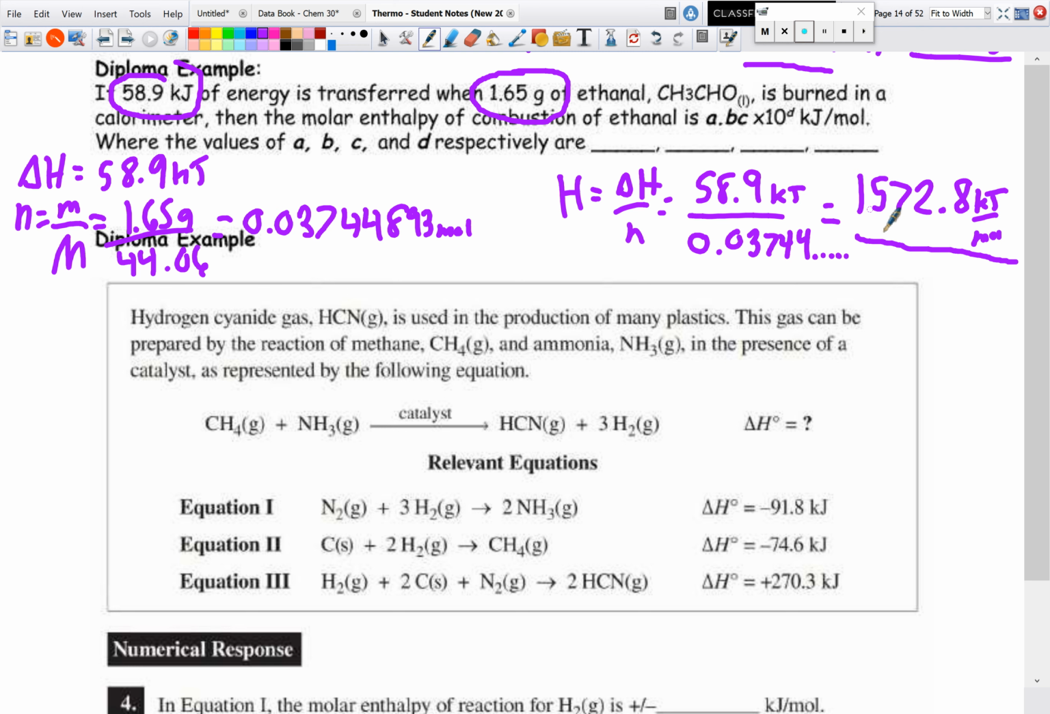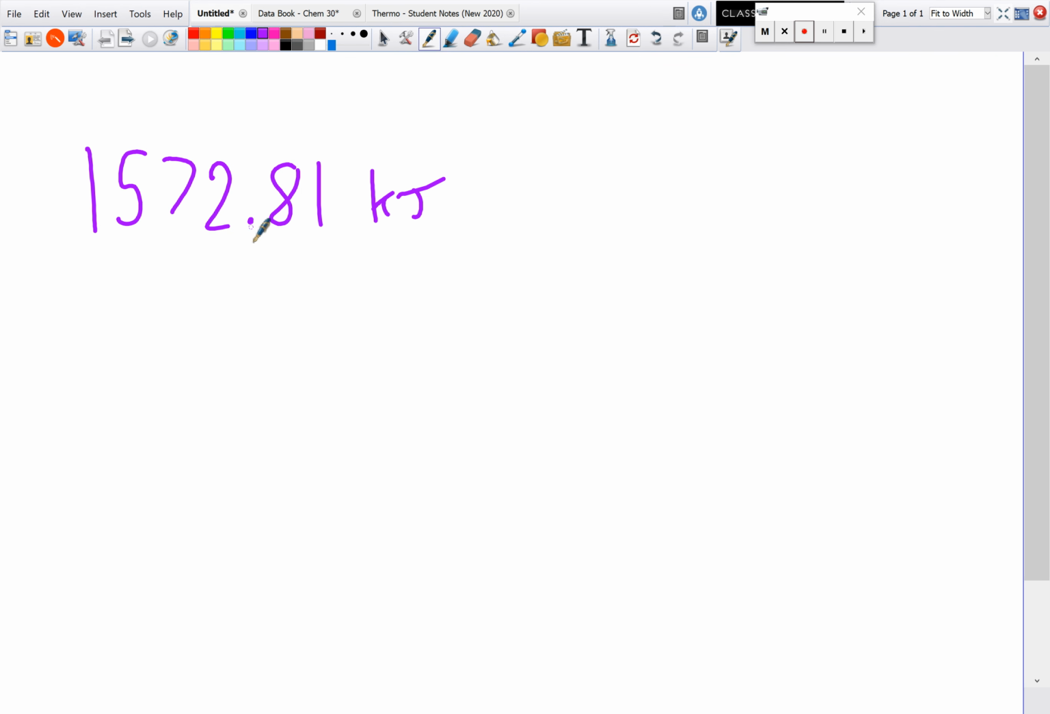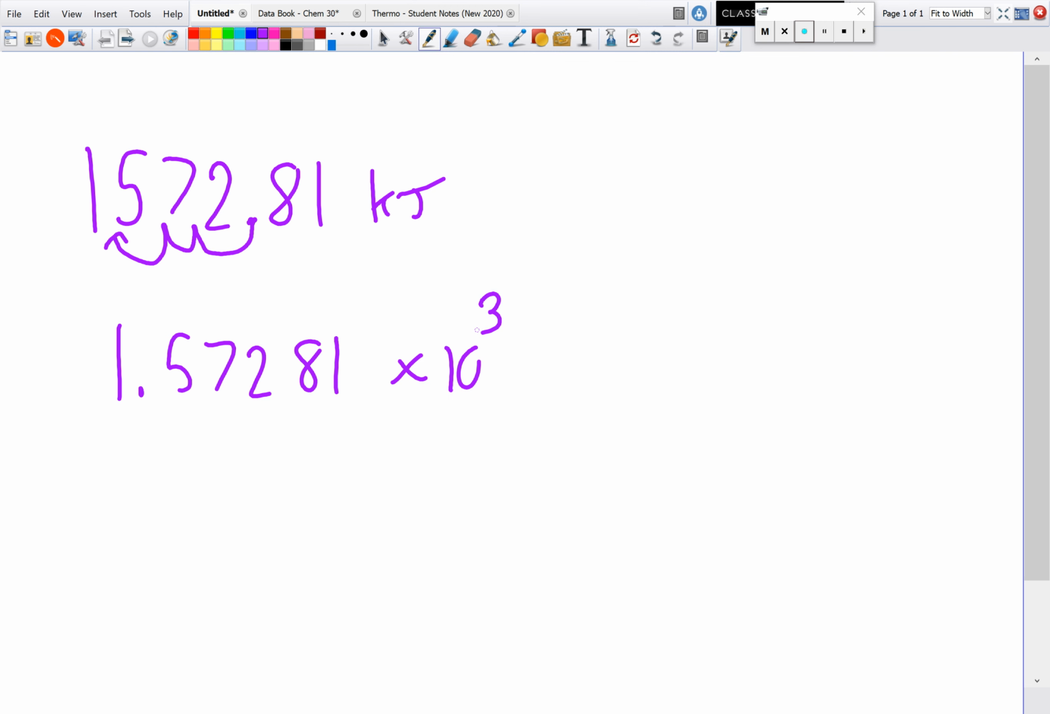Now, you will notice that I get an answer of 1,572.8 kilojoules per mole. And you will notice that I can't put this inside my numerical response section. So I need to convert this into this form, A decimal BC times 10 to the power of D. So we take this, right? We know we have to move our decimal back 1, 2, 3 places. So we're left with 1.57281 times 10 to the power of 3.